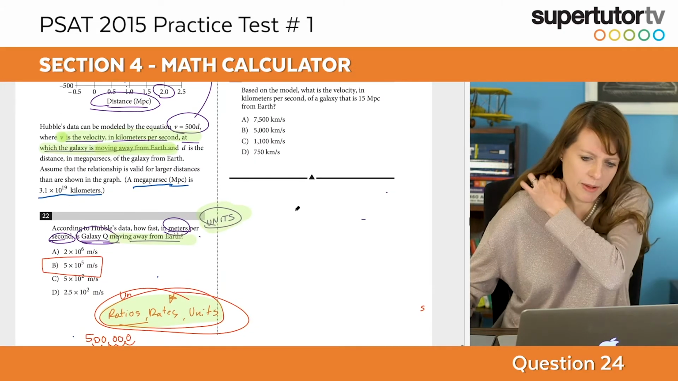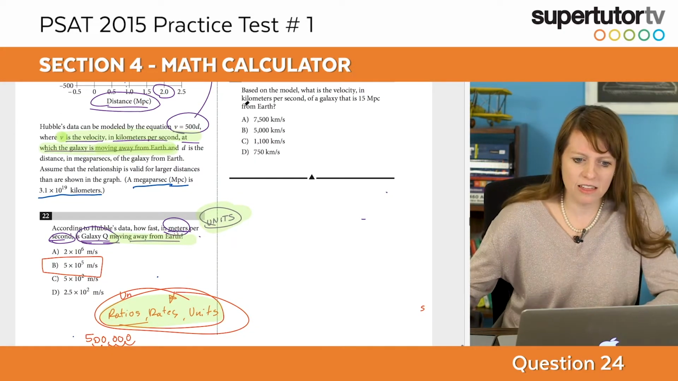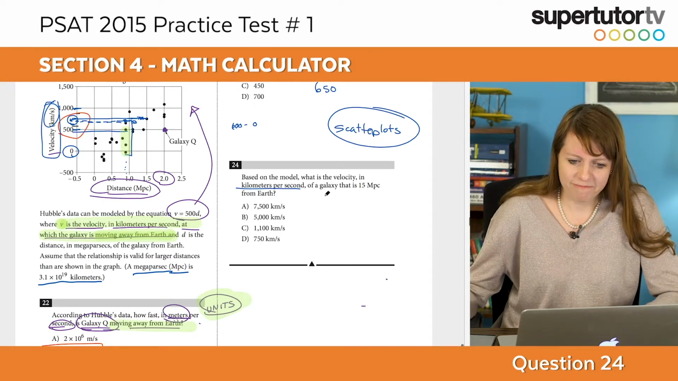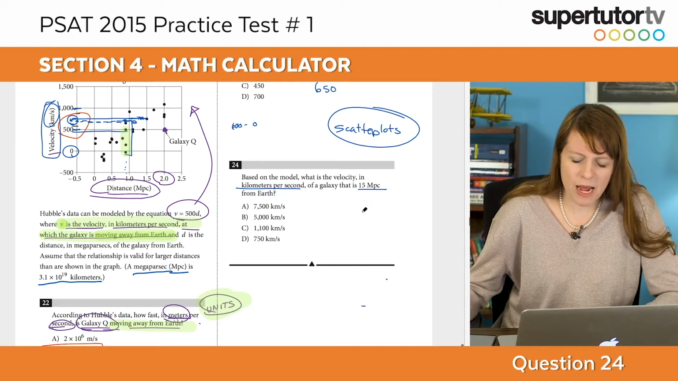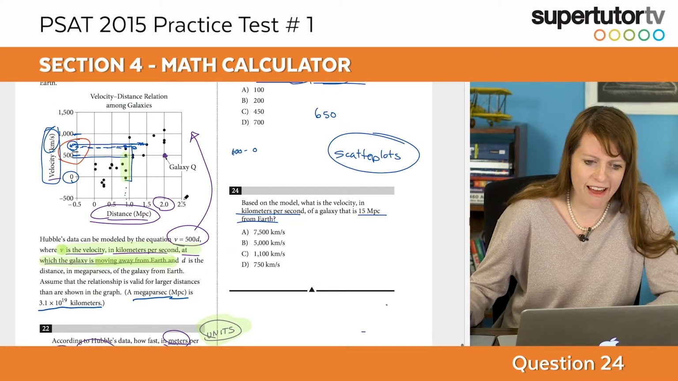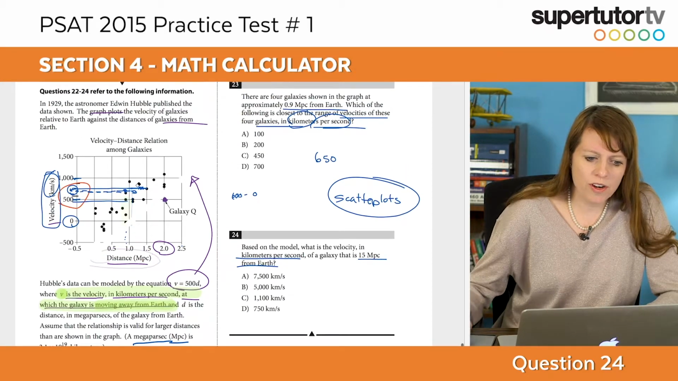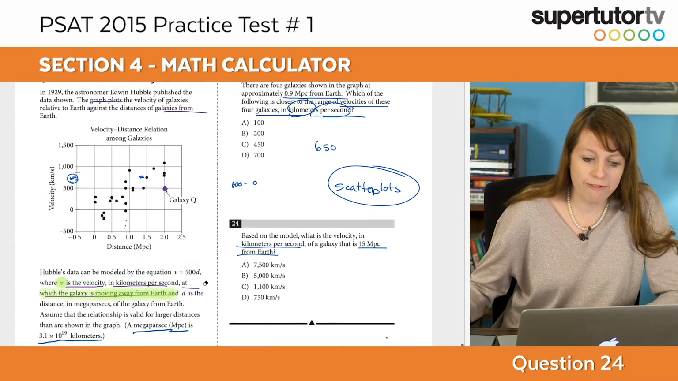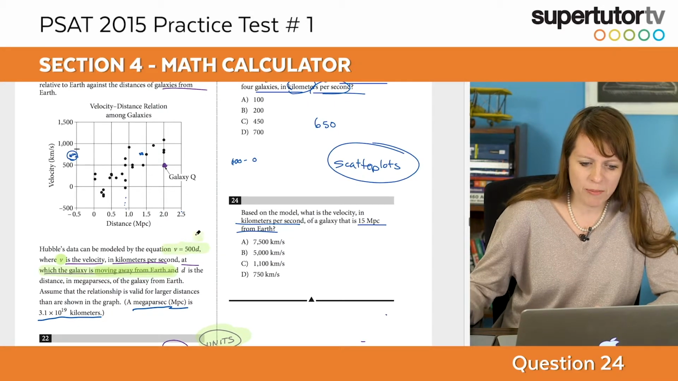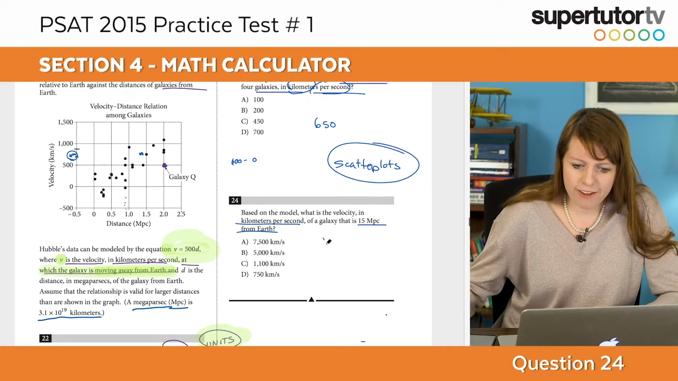24. Based on the model, what is the velocity in kilometers per second? Thank goodness that's the same as it was over here. Of a galaxy that is 15 MPC from Earth. So if I'm looking at 15 MPC from Earth, I only have to 2.5, right? So in order to estimate this, I'm going to use the function right here, which is my line of best fit. So I'm actually just going to be plugging into this. So I have V equals 500D, right?